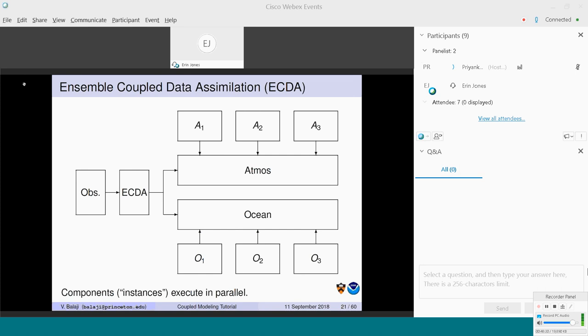And you can see that this also involves a lot of work. For example, if you have three members of the ensemble, each one running on 1,000 clusters, you're going to have 3,000 clusters now to play with for doing the observation. So the coupling system is doing all of this work.